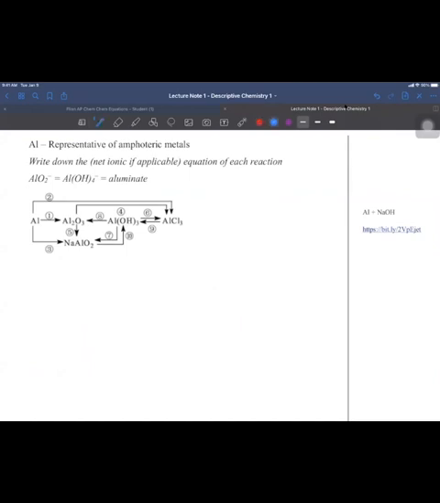A metal can react with an acid, but it's somehow a little bit weird for a metal to react with a base, right? And in the basic condition, a complex is formed, aluminate. So let me try.